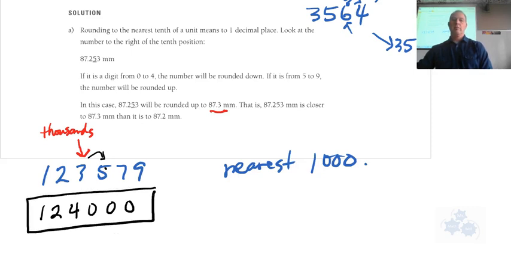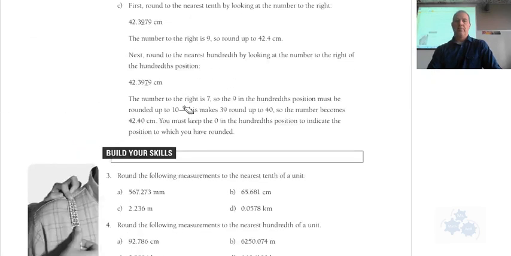So is this number closer to 123,000 or 124,000? That's what you're asking yourself. And of course, because this is 579, it's closer to 124,000. Yes? Question? No. Is that a hand up or were you high-fiving? Okay. Everyone else get that? Let me know if you have any problems with that.